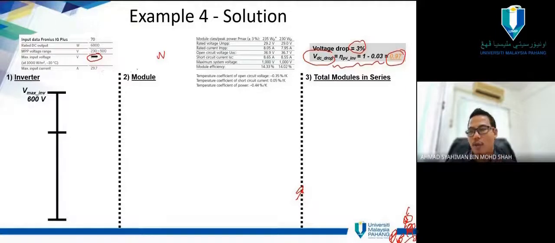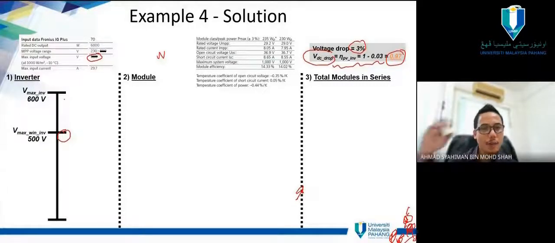Lepas tu apa saya buat? Boleh agak kan? Next saya isi kat sini lah. Ni berapa? Apa nak isi sini? Ivan, sorry lah saya tanya lagi. 500. 500, betul. 500. Okay.